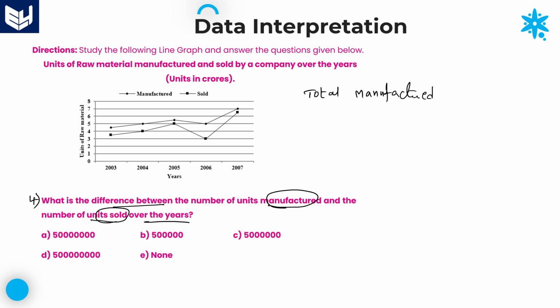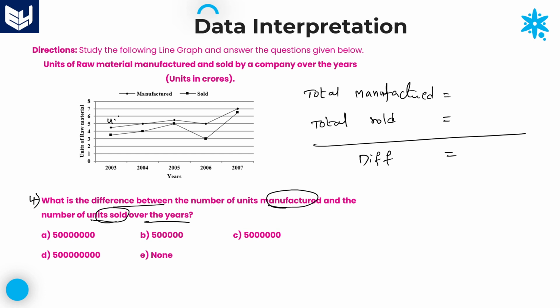Here we need to calculate the total manufacturing units over all the years, and then you need to calculate the total number of units which are sold over all the years. After that you need to take the difference between these two values. The difference between these two values, that is your final answer. First task is that you need to calculate the total of manufactured units and the total of sold units. First note down the values, that is very important.